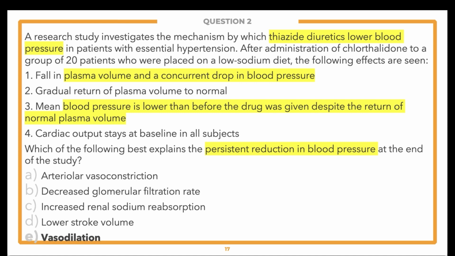And then lower stroke volume: again, there's a maintained cardiac output, and that's not the main reason for the drop in blood pressure. You're talking about the volume being normal here, so the stroke volume shouldn't be affected. You're worried about the vasodilatory properties of thiazides, and that's the reason for this.